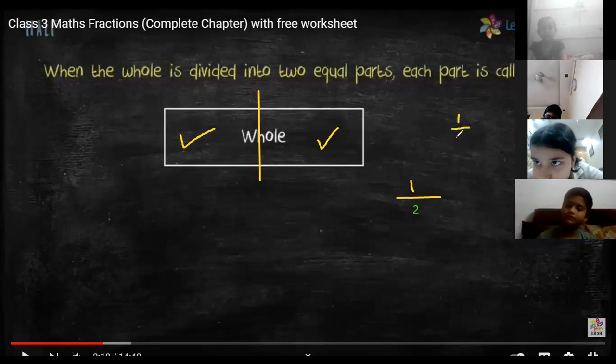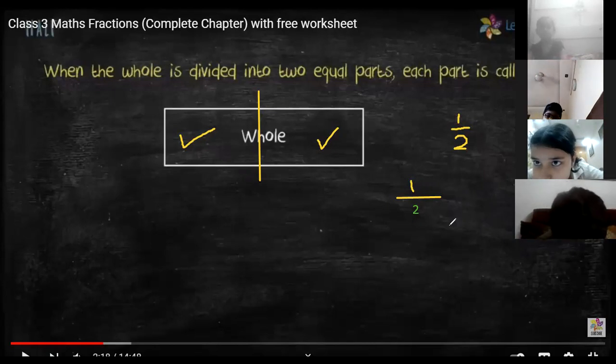1 upon 2, because the total parts are 2 here, and we will take only the 1 part into consideration. So we can say the fraction for both the parts will be 1/2 and 1/2. Clear?